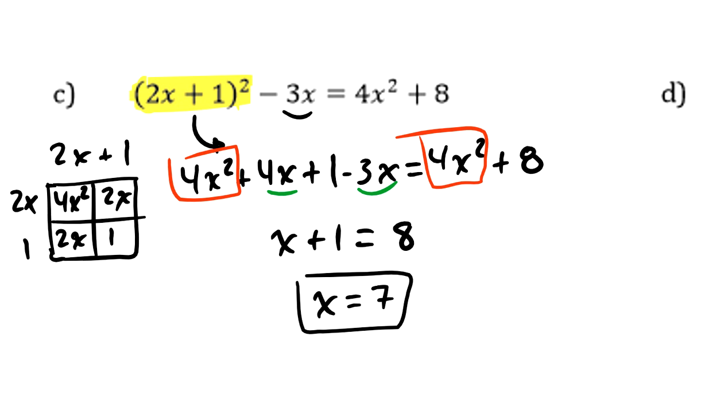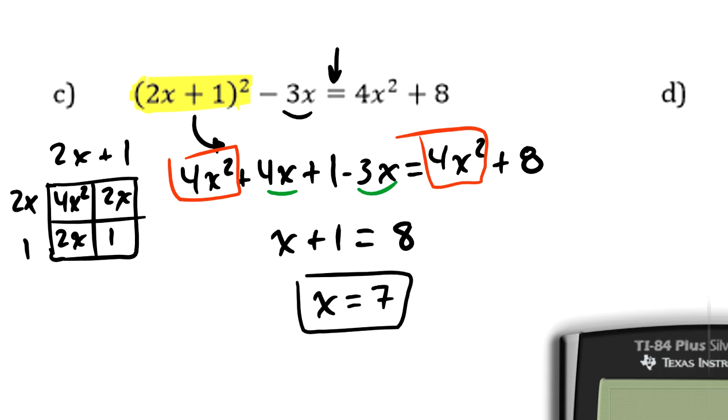And if you took the time to plug in any other answer, you would have noticed that it did not indeed make both the left hand and right hand side the same. 7 will. 2 times 7 is 14. 14 plus 1 is 15.